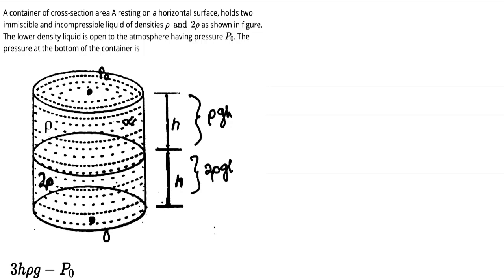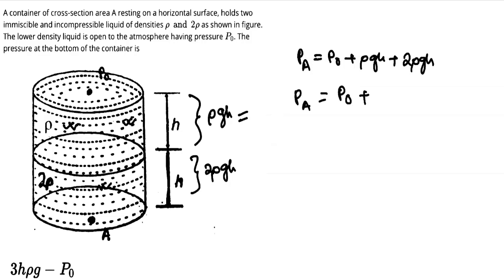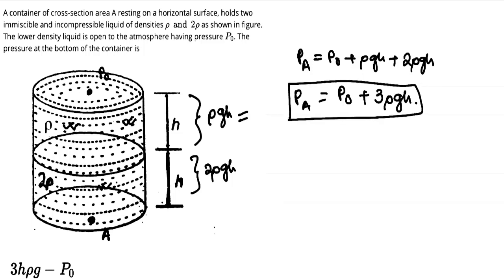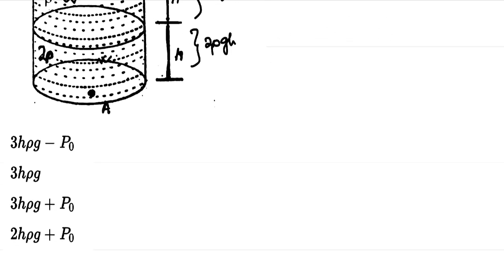2 rho g h. So the total pressure net P at O will be, let's say this point is not O, let's say this is A. So P A equal to P naught plus rho g h plus 2 rho g h, rho g h due to this liquid and 2 rho g h due to this liquid. So P A will be P naught plus 3 rho g h. This is our pressure at A. So let's see our options. So option 3, 3 rho g h plus P naught is our correct answer.